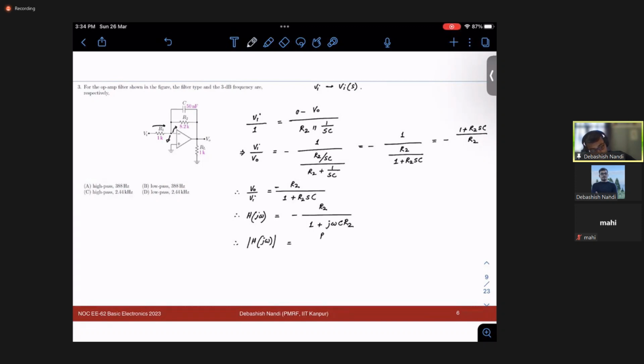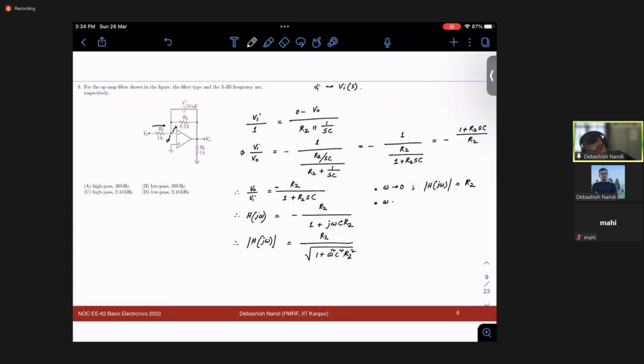Mod of H(j omega) is R2 over root of 1 plus omega squared C squared R2 squared. One thing you can do is just plot it in MATLAB, and another way is to do it analytically. How will you do it? You first put omega equal to 0. See, if omega equals 0, your mod of H(j omega), the transfer function, is nothing but R2, right?